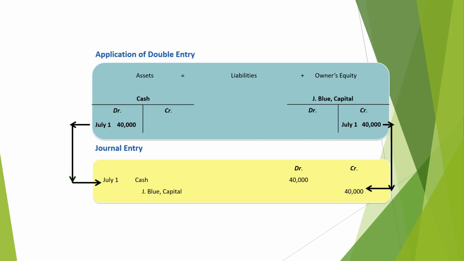For J Blue, capital, we're going to write that down. We're going to indent it because it's a credit. So we're going to indent it, make it go a little bit towards the right, and then we put it in the credit column in our journal entry. So this is just a way of thinking about it in the accounting equation. When we actually journalize it, it's written out like this in journal format.